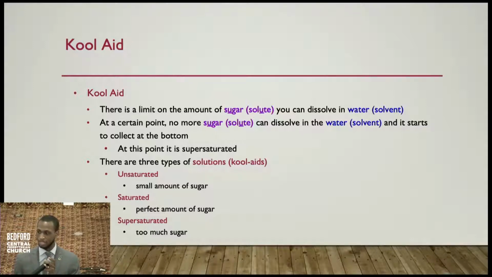So there's three types of solutions. There's unsaturated, which means that it can hold more solute. There's saturated, which means it's at the perfect amount. So in Kool Aid, it's the perfect amount of sugar for the amount of water. And then there's super saturated, where there's too much sugar. And I know when I was making Kool Aid, I liked to hear that sugar scrape at the bottom of the pitcher, and that's when I knew I had enough. So I always had the super saturated Kool Aid.